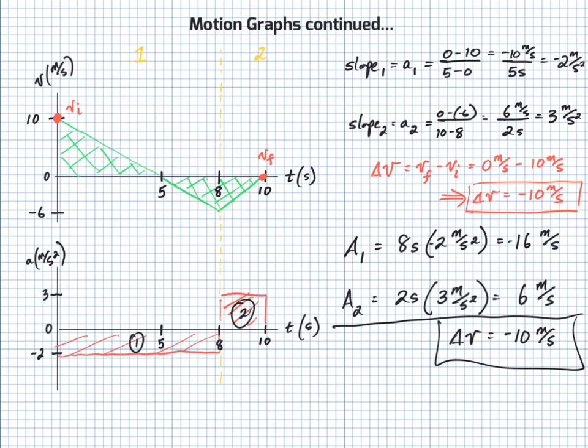I hope this video sheds some more light on motion graphs. I really believe that through struggling this week through motion graphs and grappling with that content, this stuff is going to make more sense now because of this video lecture.